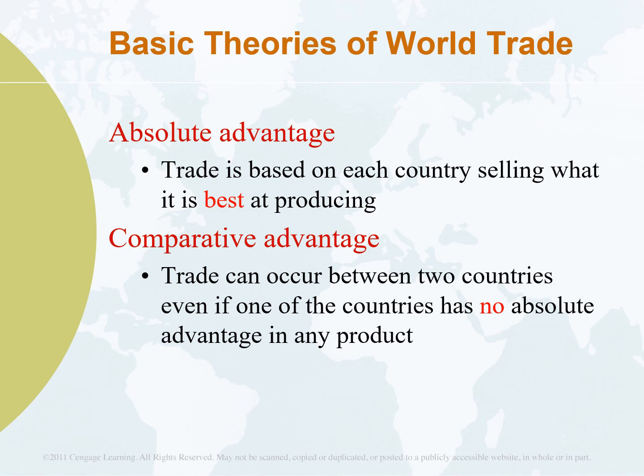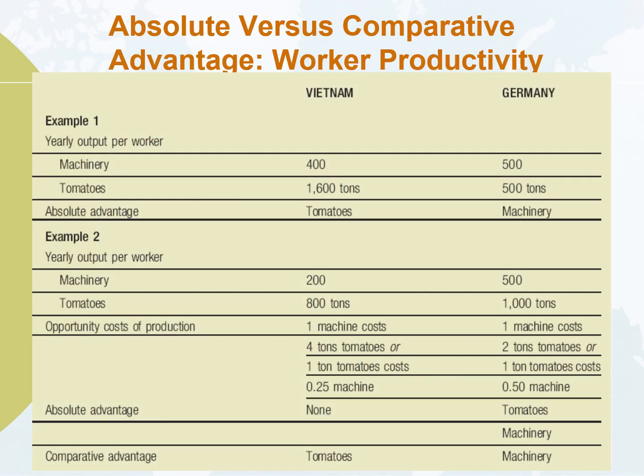That trade can occur between two countries, even if one of the countries has no absolute advantage in any product. Okay? Think about that. Even if you don't have absolute advantage, you can still have trade. Okay, so those are the two theories here. Let me give an example about absolute versus comparative advantage. It has something to do with worker productivity.